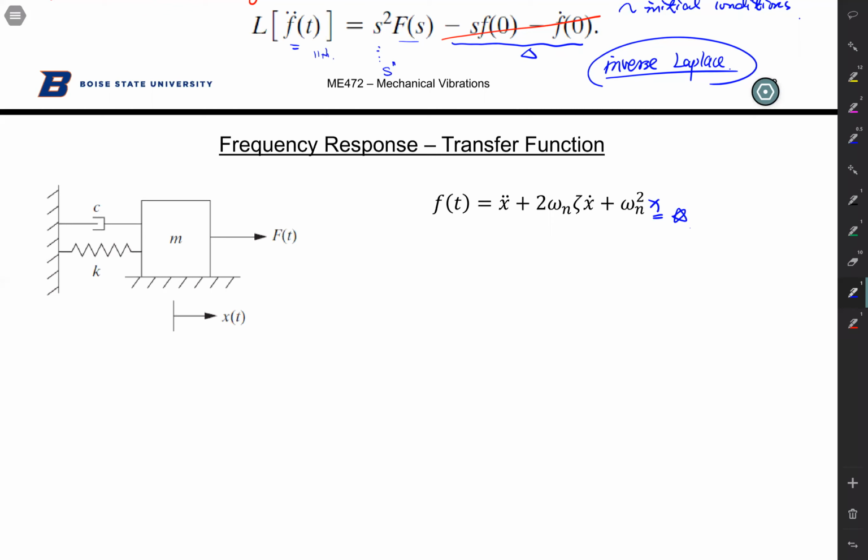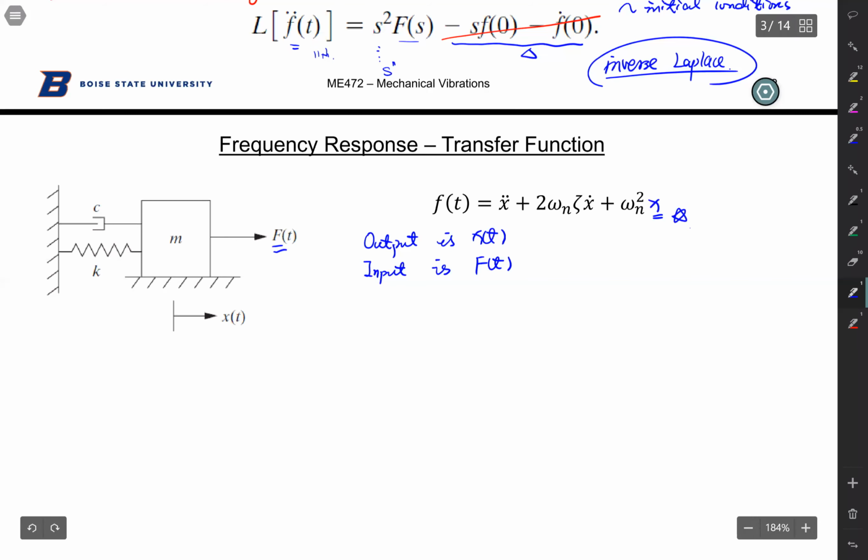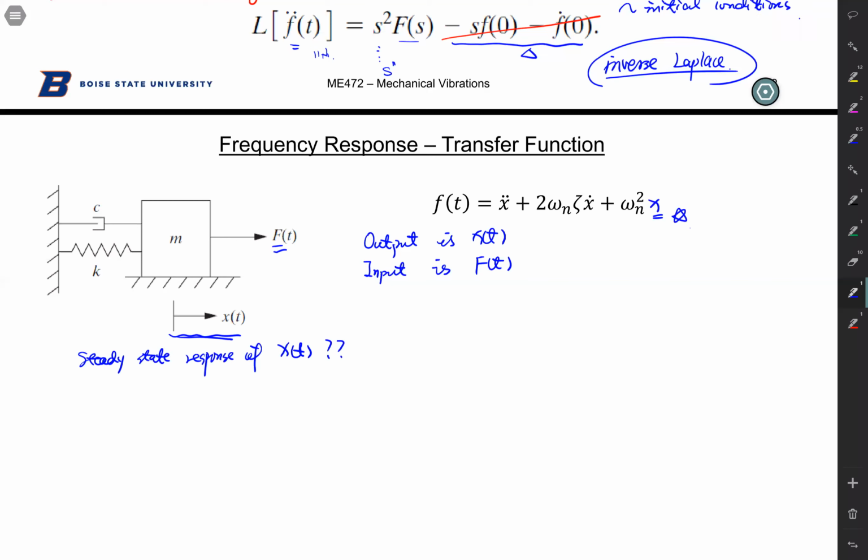Let's assume that our output is x(t), and the input is f(t). So that means we already know how much force we applied. The property of interest is we want to find out the steady state response of x(t). That's something we don't know, because we want to find out the steady state response of x(t). So that's why the output of your transfer function has to be x(t). All right.